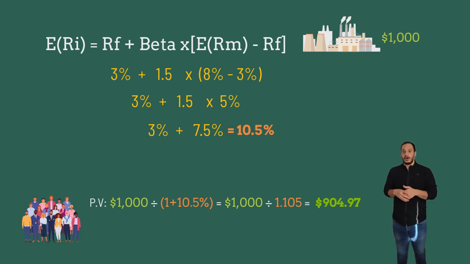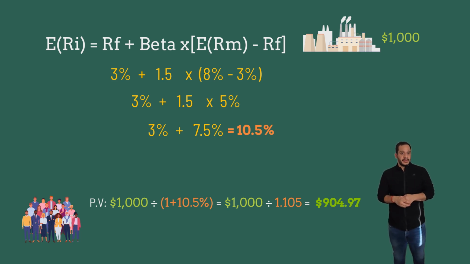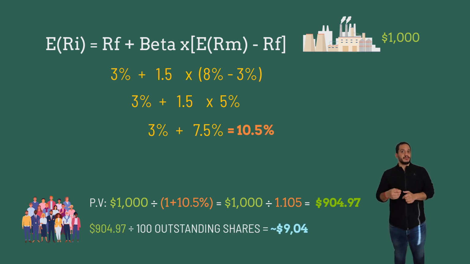We take the $1,000 and divide it by our required rate of return. This is the fair number that investors are willing to pay today in aggregate for that future cash flow of $1,000 in order to claim 10% of it per share. Say the business has 100 outstanding shares, then investors are willing to pay $9.04 for them.